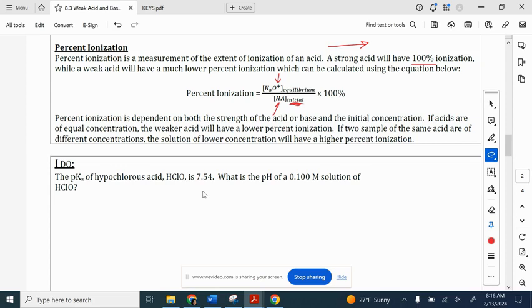You can imagine Elmer Fudd trying to sneak up on Bugs Bunny. Be very, very careful. And then, of course, you multiply by 100 to get your percent.